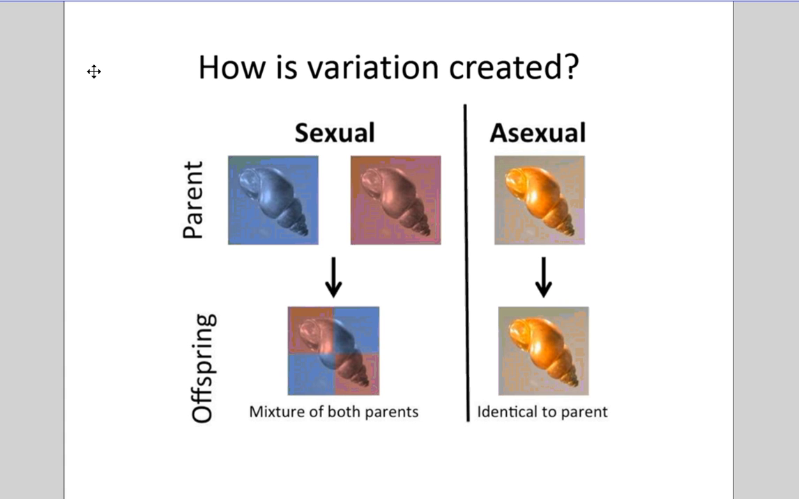In sexual reproduction, the resultant organism is a combination of two different genomes. In asexual reproduction, you have just one organism making a clone of itself. It's identical to the parent. Whereas in sexual reproduction, you have a mixture of both parents, and so you have a unique or nearly unique organism. This is going to create variation over time.